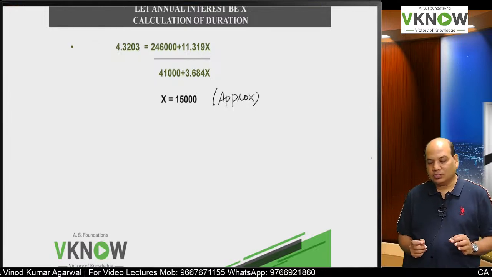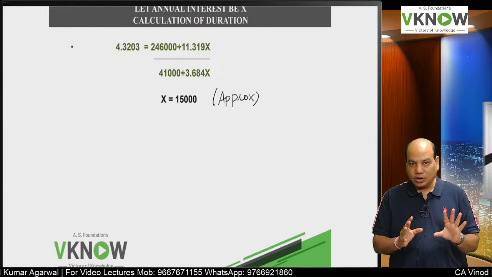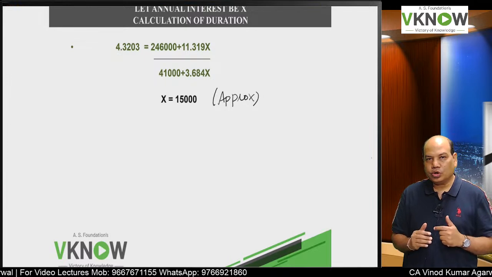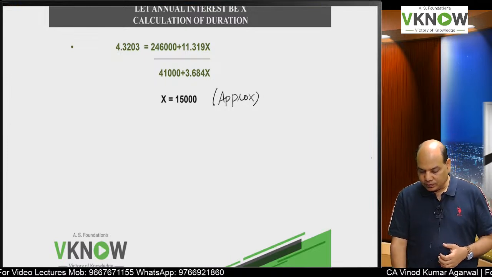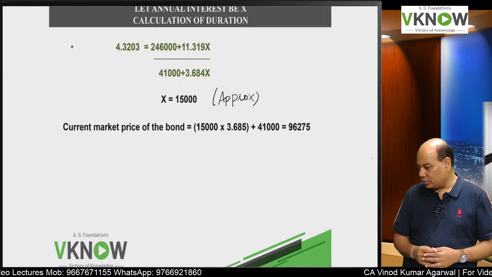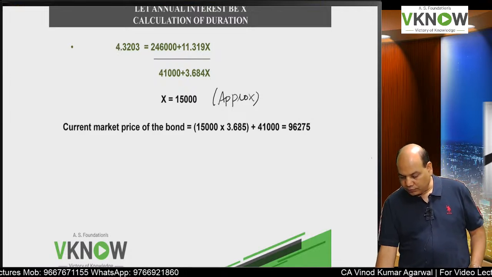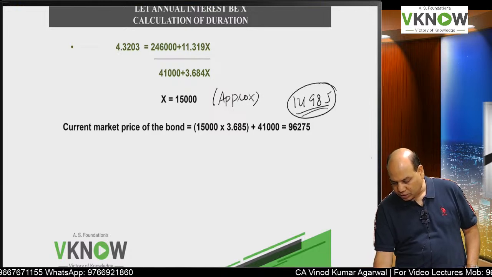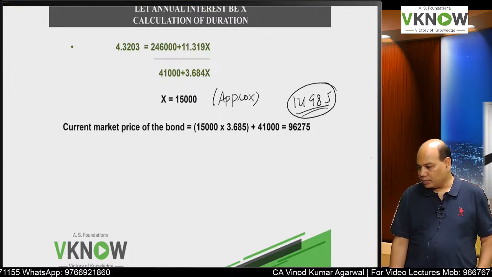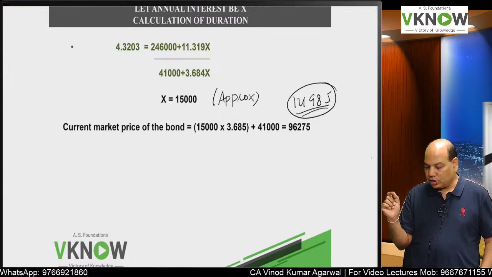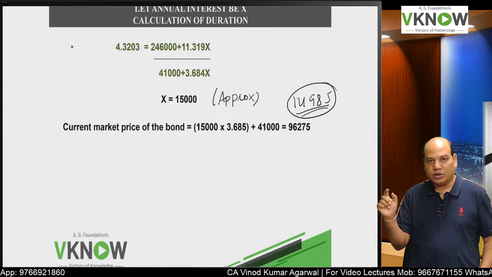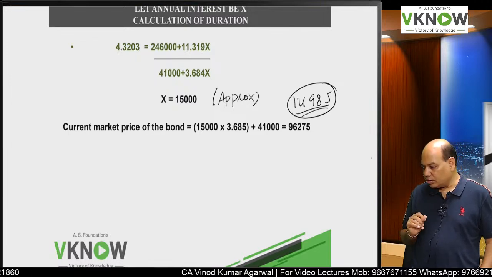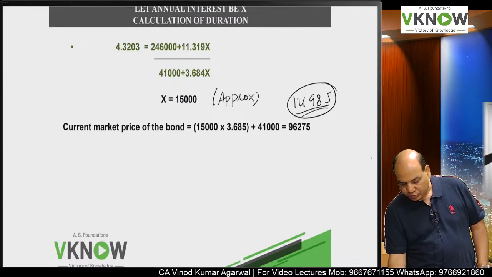Now if I put the value of 15,000 in the total of the fourth column, the total of the fourth column is the price, you will be able to calculate the current market price of the bond. So if you are getting 14,985 or something, you can round off to 15,000. You can say 15,000. Even if you write 14,985, it's okay. Don't bother.